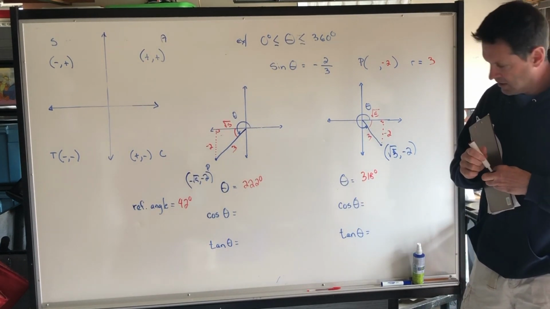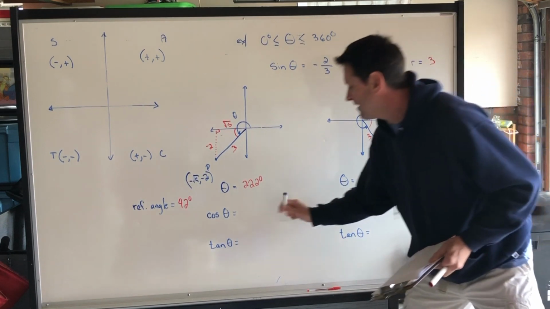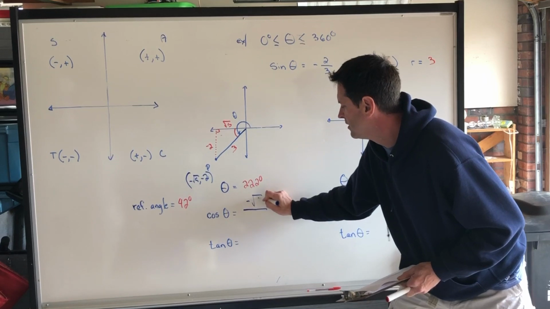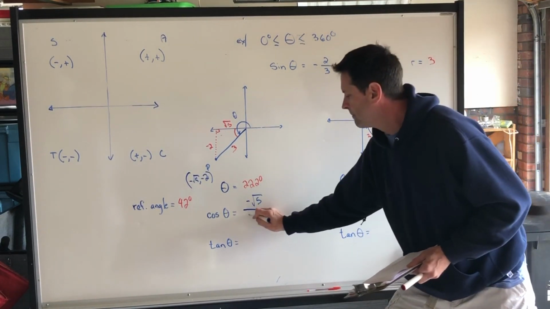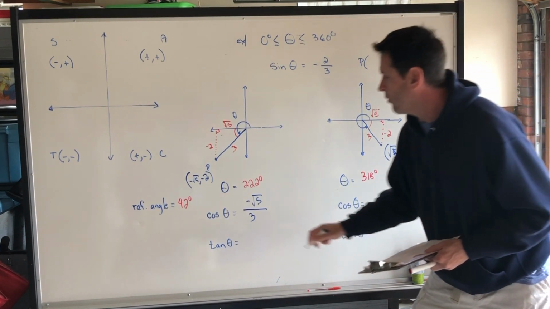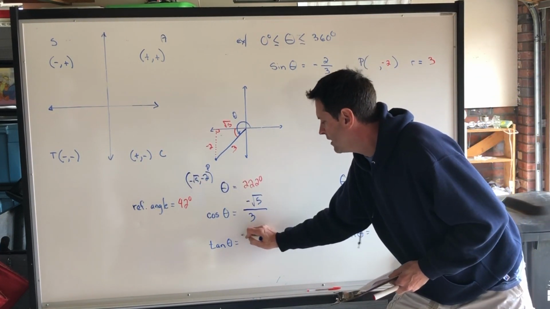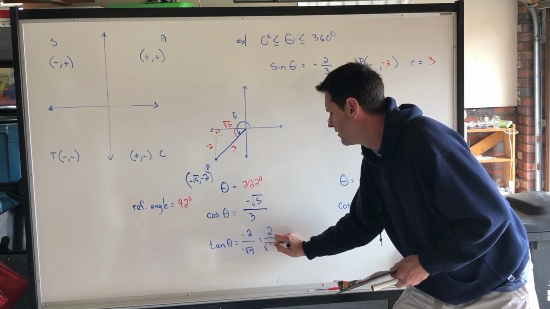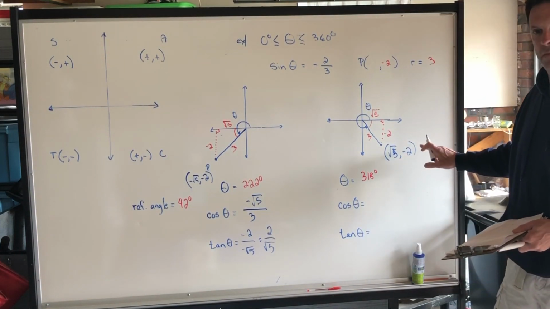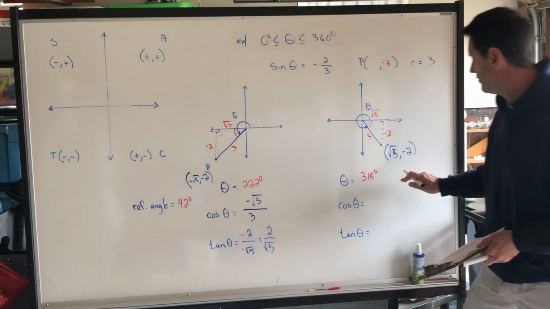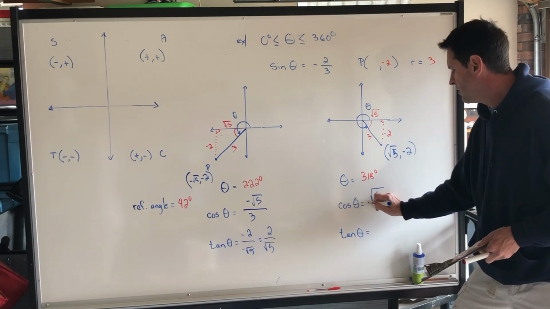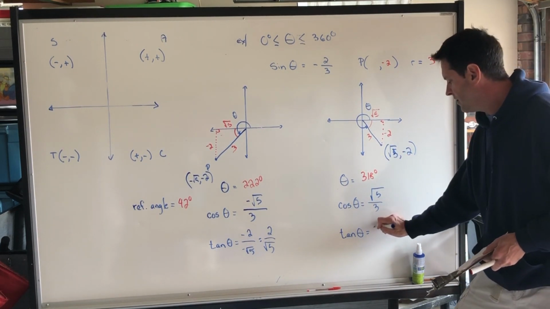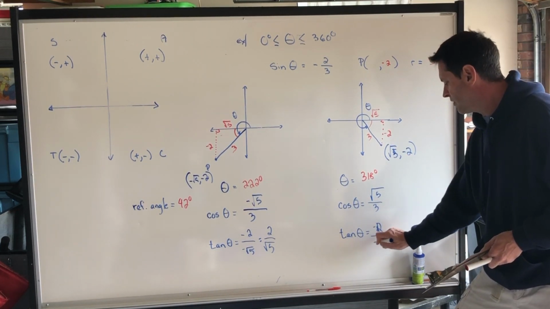Now how do you find the cosine and tangent values? Cosine, that's x over r. The x coordinate of point P, negative root 5, over r, which is 3. And the tangent value, that's the y coordinate of point P over the x coordinate of point P. Negative 2 over negative root 5. Two negatives give a positive, so we got 2 over root 5. Over on this angle, the cosine is positive root 5 over 3, and the tangent value is negative 2 over root 5.